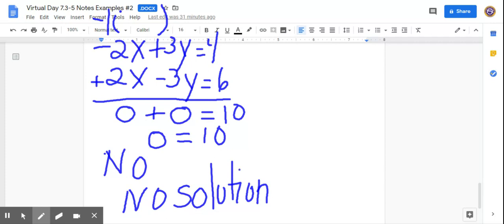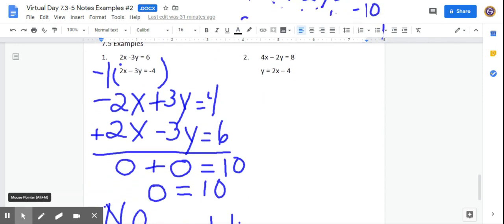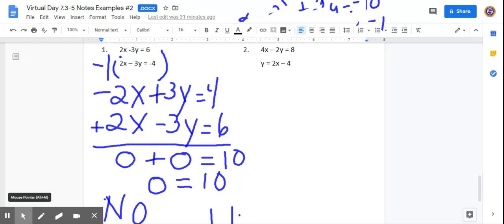All right, so this isn't a new concept. We've had this many times before. When the variables are eliminated, you have to decide, is it a true statement? If it is, then it's all real numbers. If it's a false statement, then it's no solution. So let's look at this one. Number 2.